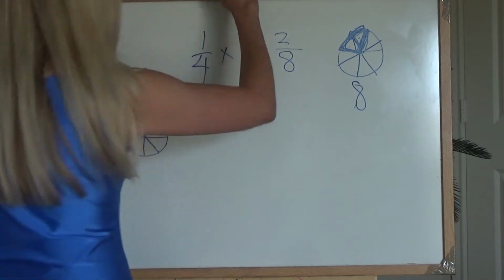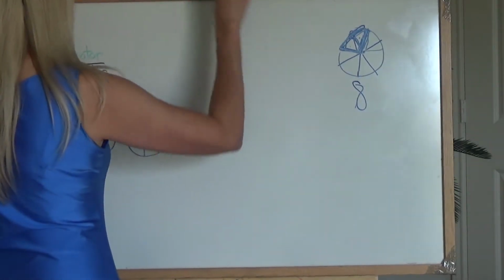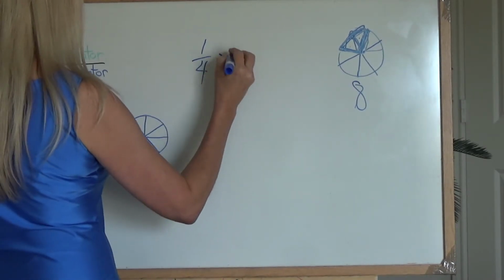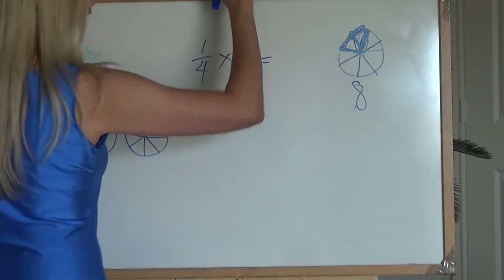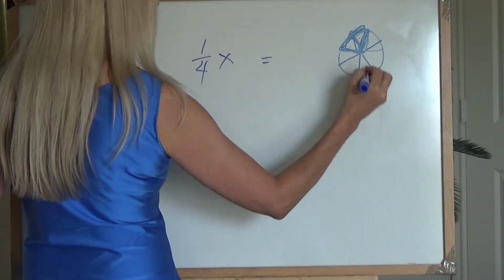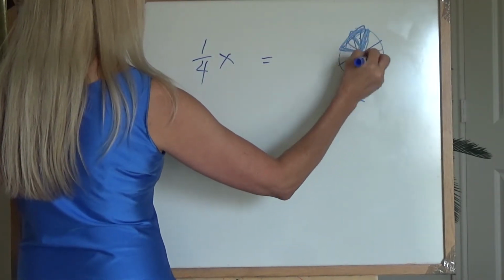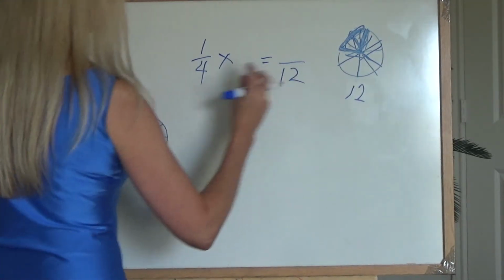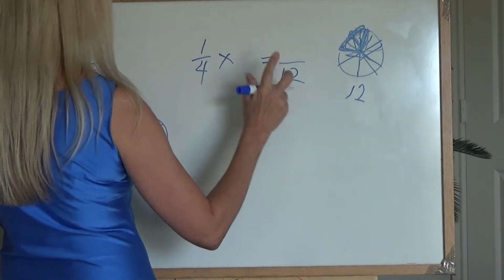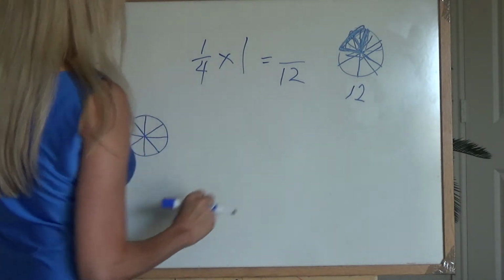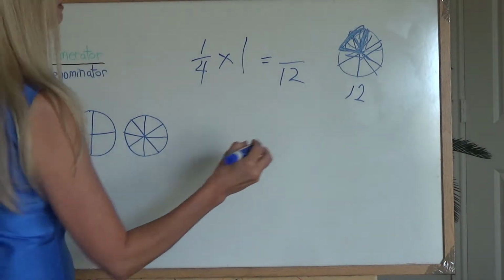Let's do another one. Let's take our 1/4 piece of pie and use it to change it to 12s. Now my pieces are getting even smaller, but I still have the same amount. So how would I get my 1/4 to change into 12s? I'm going to multiply it by that amazing number 1 tool again. But how many times does 4 go into 12? It goes in 3 times.